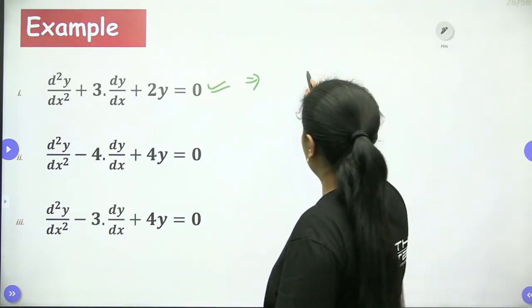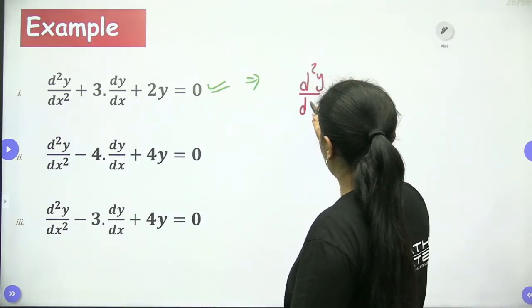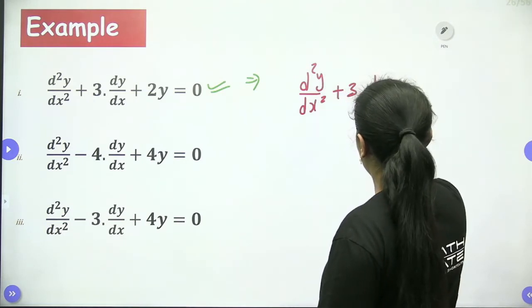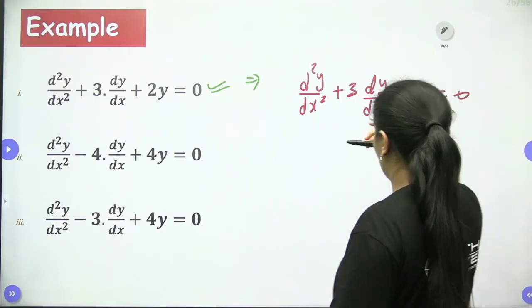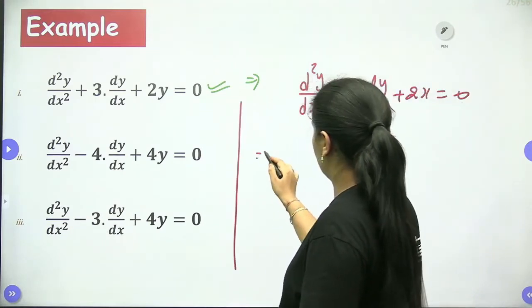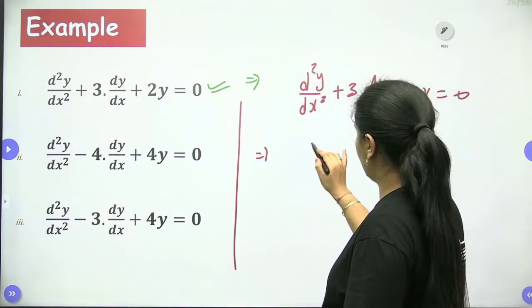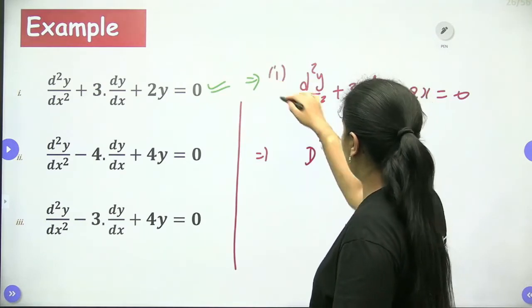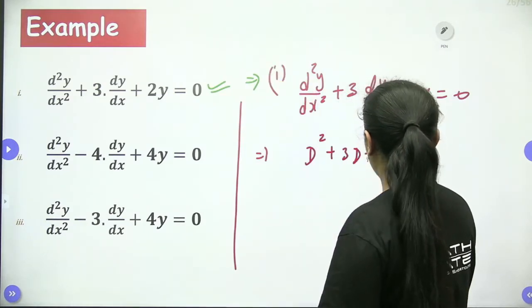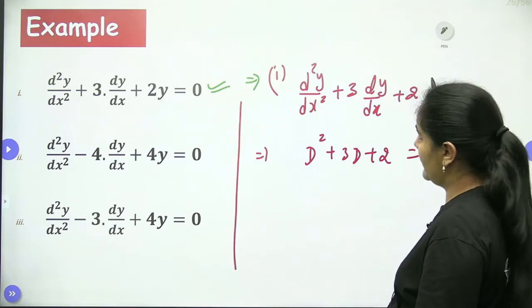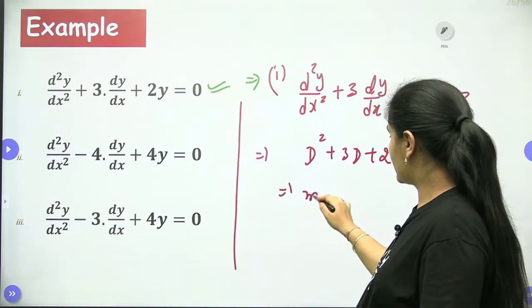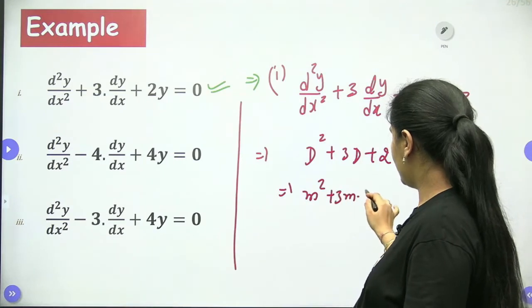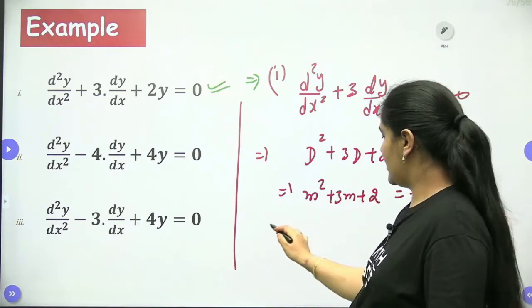Let me write down here only. The question is d2y by dx2 plus 3 dy by dx plus 2y is equal to 0. Okay, it's a simple question. We know very well we can write it as D squared plus 3D plus 2 is equal to 0, acting on y only, right? So when we approach it, it will be m squared plus 3m plus 2 is equal to 0.